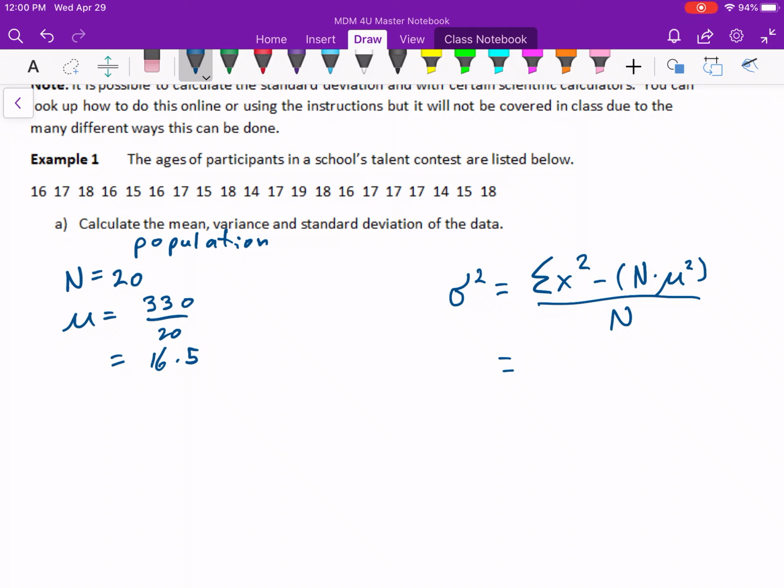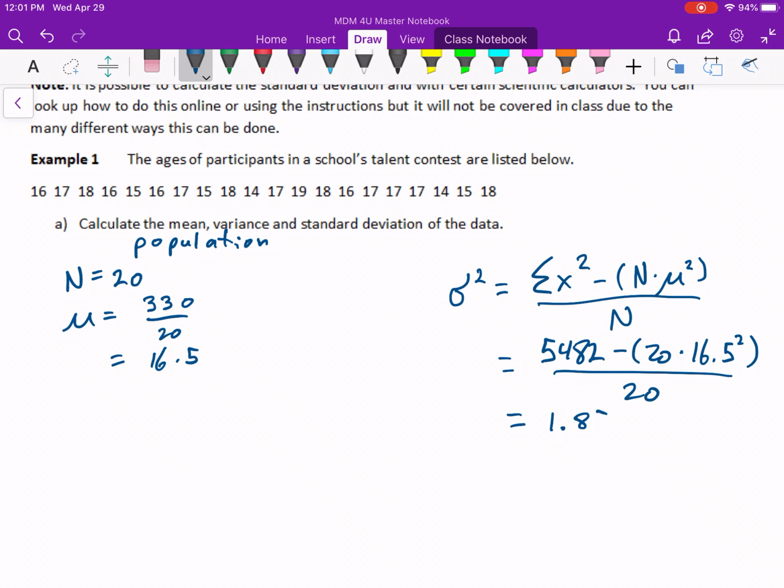So putting those actual numbers in, if I was to square each of those numbers and add them all up, that would equal 5,482. And as I said, big N is 20, and we already saw that mu is 16.5, so I would take 16.5 and square that, and I would divide that by 20. Not 20 minus 1 because we're dealing with a population. When I do all that, it works out to be 1.85. So that is my variance. Okay.